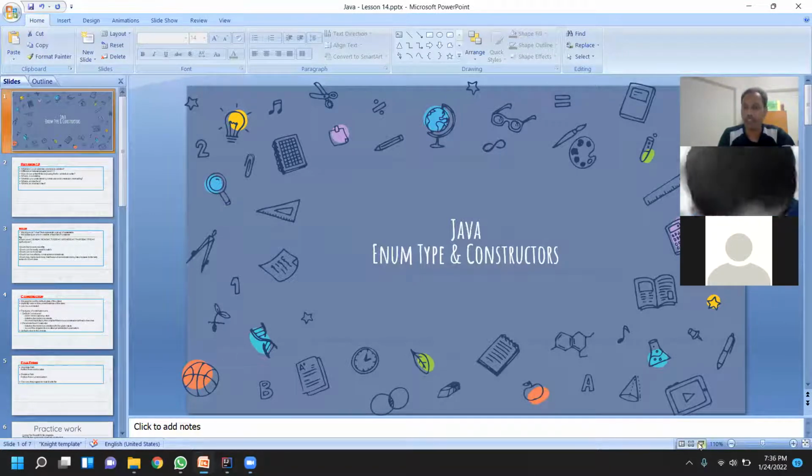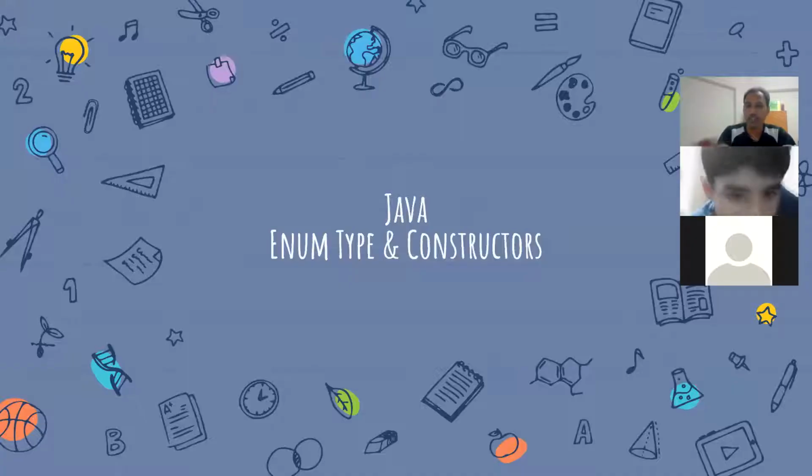Today we would be learning about the enum type and the constructors. We have some different types of constructors, so we will look into those details, like how to create them and what they are for.